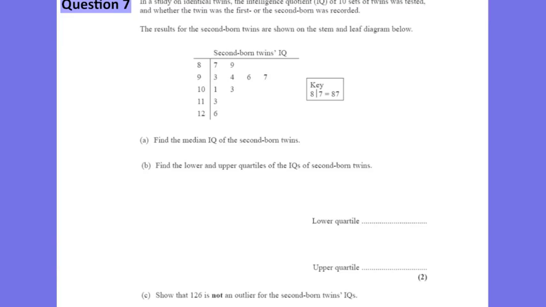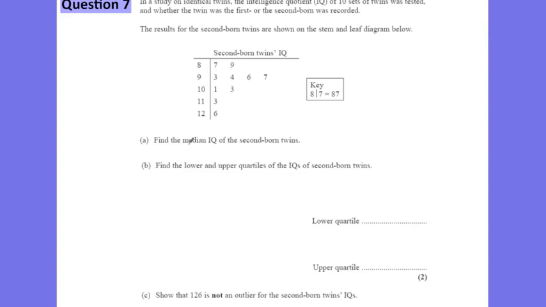Question number 7. In a study on identical twins, the intelligence quotient, IQ, of 10 sets of twins was tested, and whether the twin was the first or the second born was recorded. The results for the second born twins are shown in the stem and leaf diagram below. Here we have a key, and we're asked to find the median IQ of second born twins.